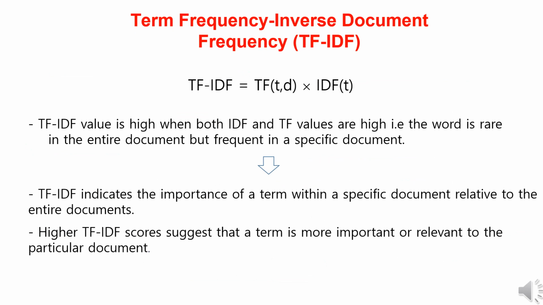TF-IDF is the product of the term frequency and the inverse document frequency. When both term frequency and inverse document frequency are high, TF-IDF takes on a high value. This signifies that the word is rare in the entire documents but frequent in a specific document. Therefore, TF-IDF is a measure that indicates the importance of a term within a specific document in the context of the entire documents. In conclusion, higher TF-IDF scores suggest that a term is more important or relevant to the particular document.